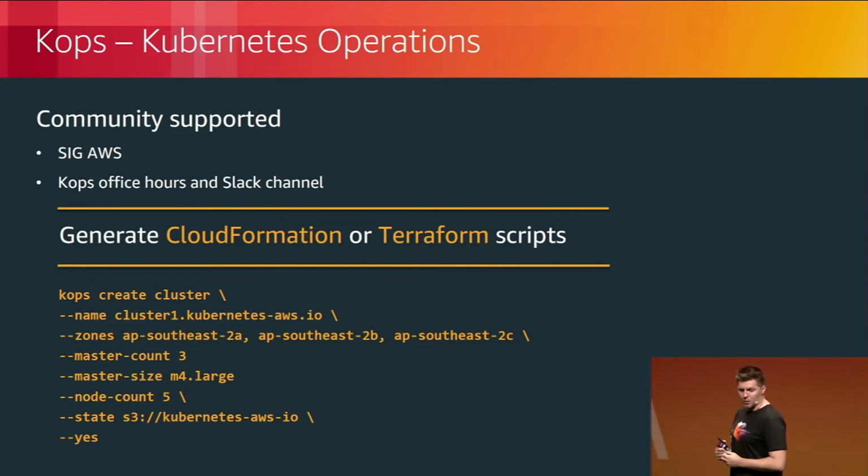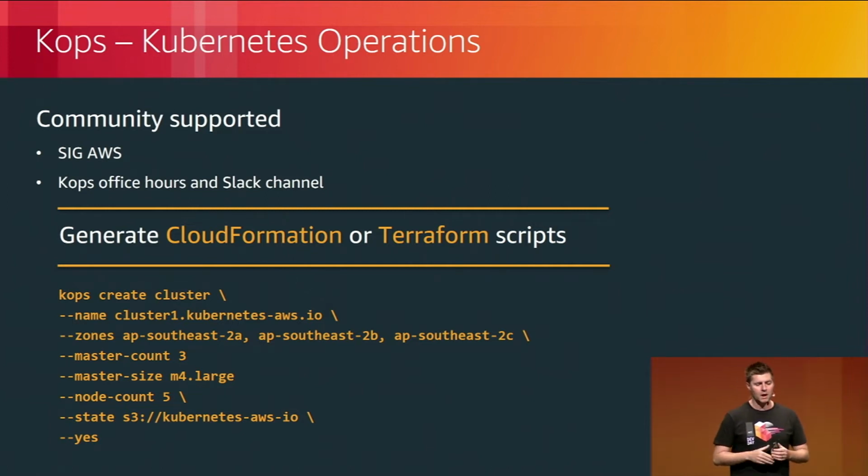Kops is a very popular option, as I mentioned before, and in fact, we have an open source workshop. If you pop along to AWS Samples, the GitHub organization or the project, you'll see the workshop there, and it guides you through provisioning a cluster using the Kops tool. It's open source. It's driven by the special interest group for AWS within the Kubernetes community. There's regular office hours, and if you'd like to learn more about that, I'd encourage you to pop along there and have a listen.